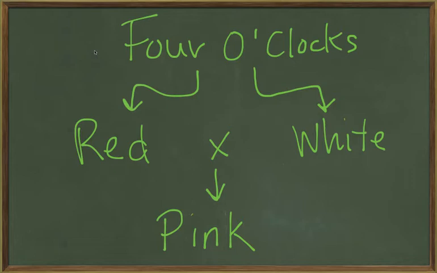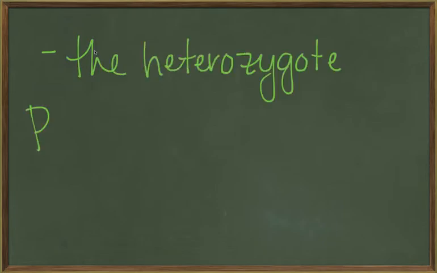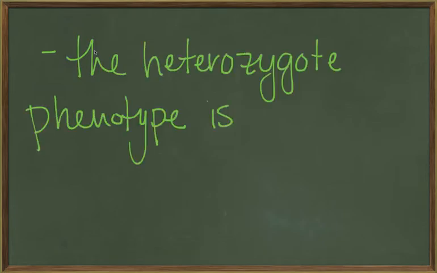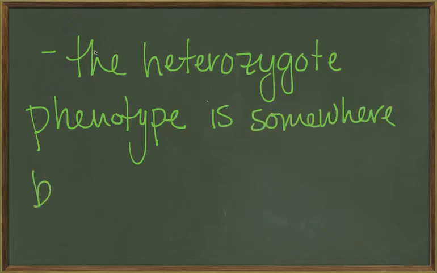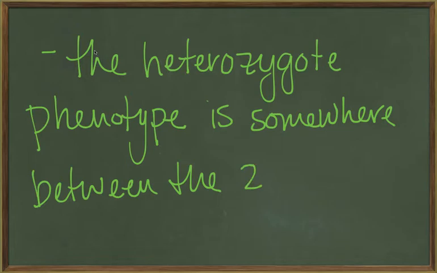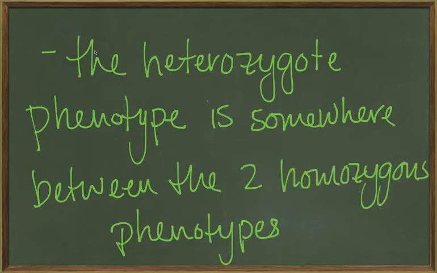When you get into class, we will talk about this a little bit more, and I will work through a cross with you. But one other thing that I want you to have written down within your notes is the heterozygote phenotype, and I just mentioned it, is somewhere between the 2 homozygous phenotypes. Red, white makes pink.